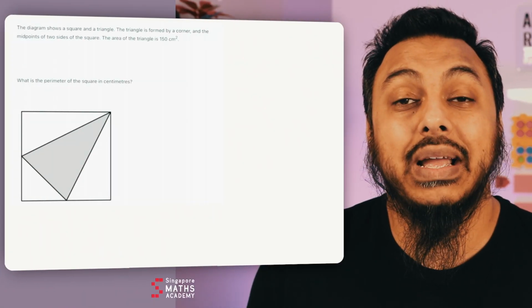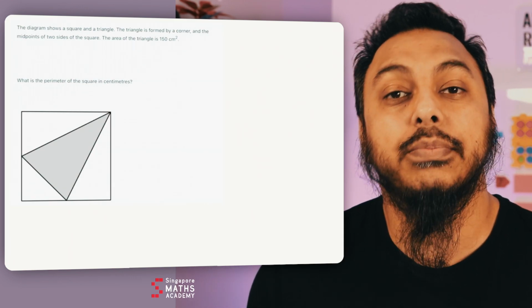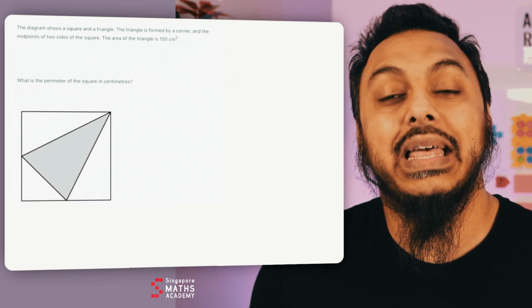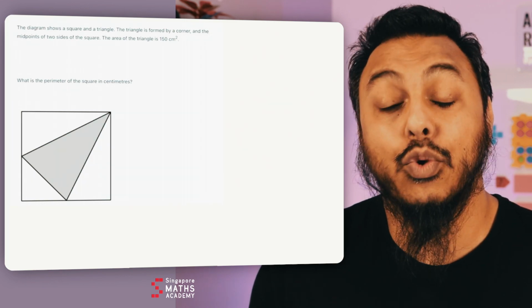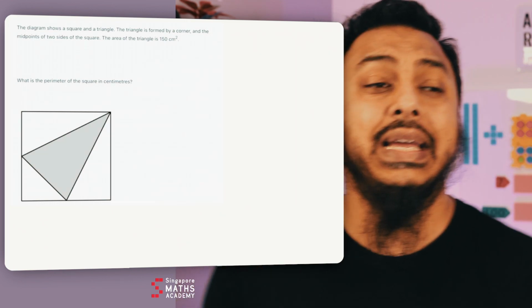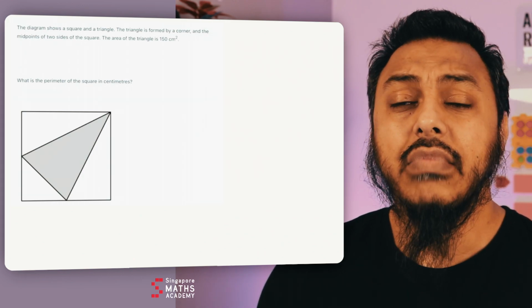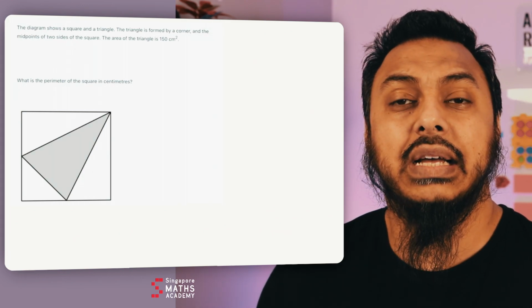So if they've given us the area of a triangle, it's likely that I can work out the area of the square. If I've got the area of the square, perfect, because then I can work out the length. And then from the length, I can work out the perimeter. So quite a few steps, as you can imagine. But in my mind, my target really is to work out the actual length of this square. So let's go and start with this.